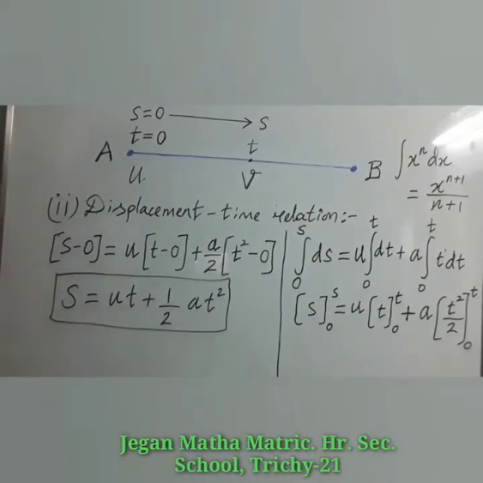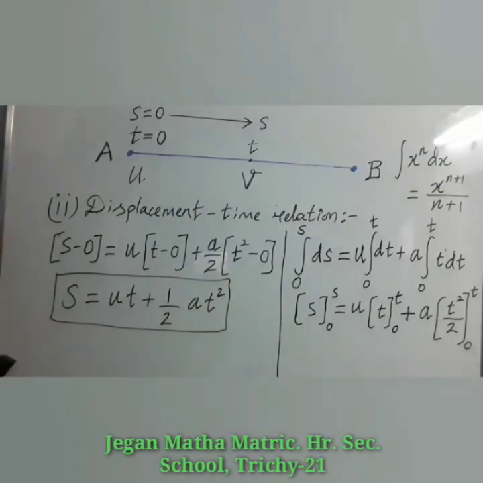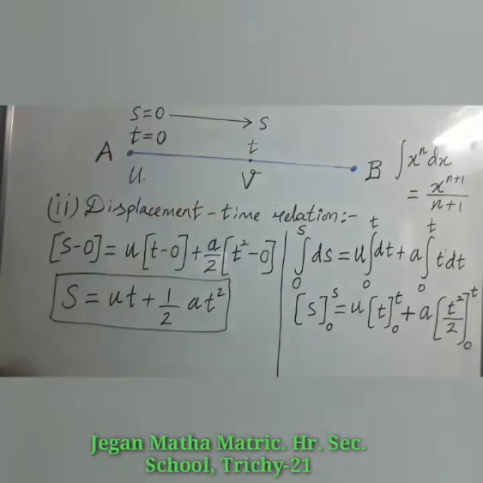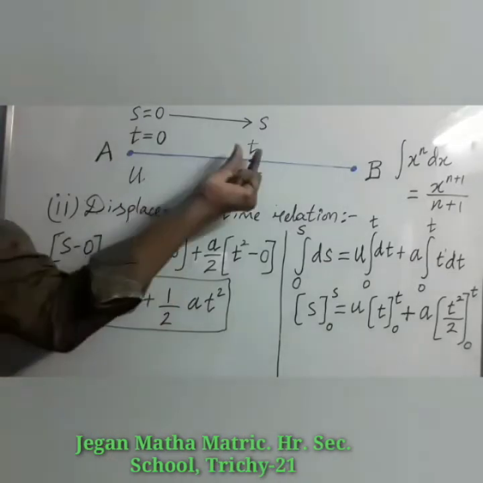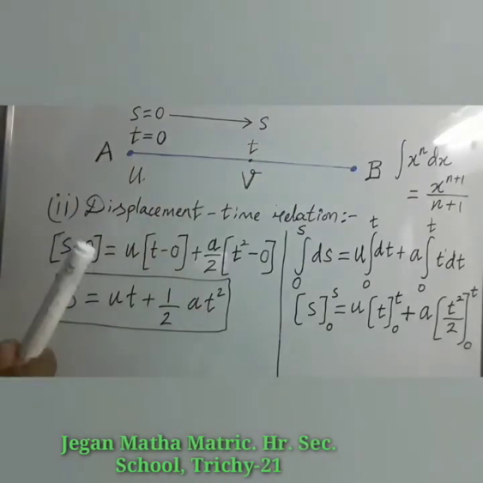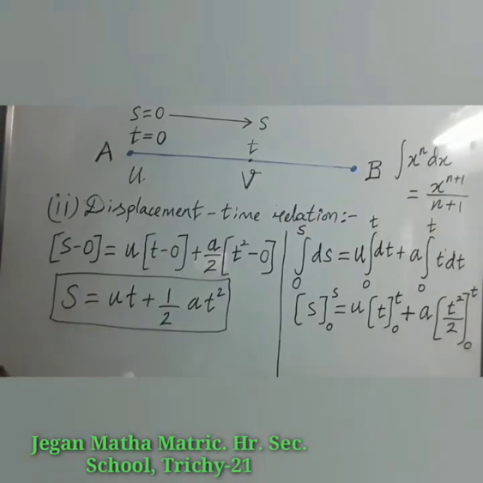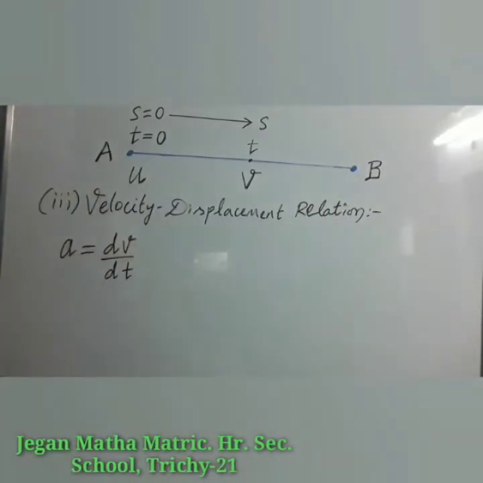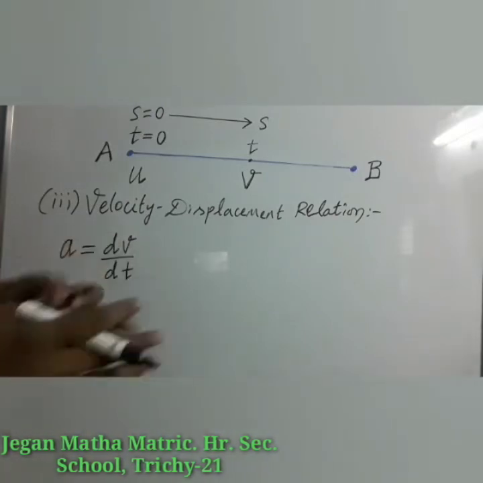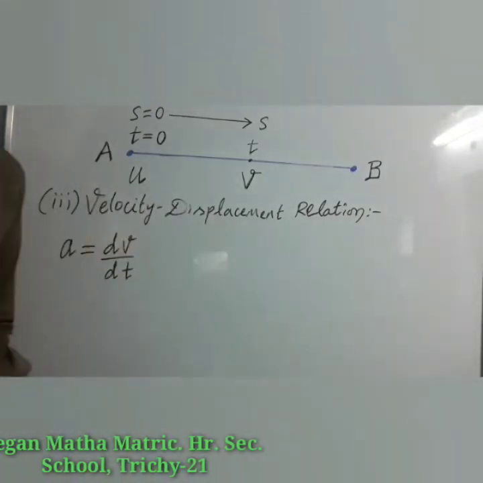It is only the second equation. Using this equation, we can find the displacement of the object in the particular time. Here two constant values are there. One is u, initial velocity is constant value. A also must be a constant value. Let us take a third equation that will provide you the relation between velocity and displacement.